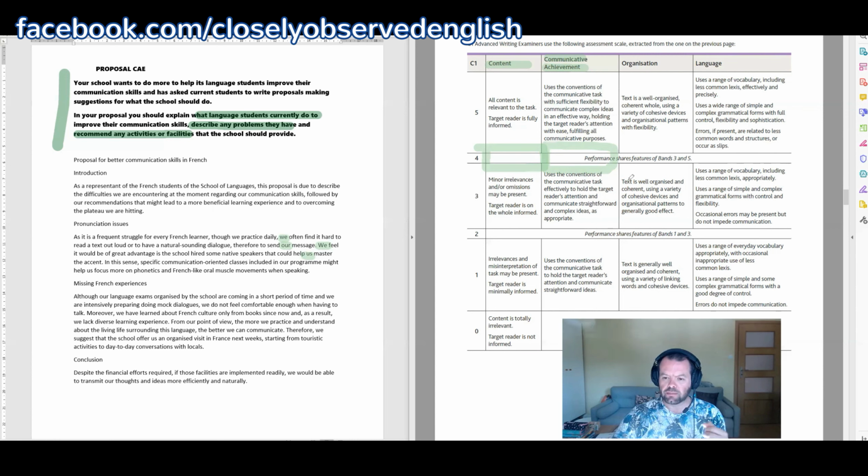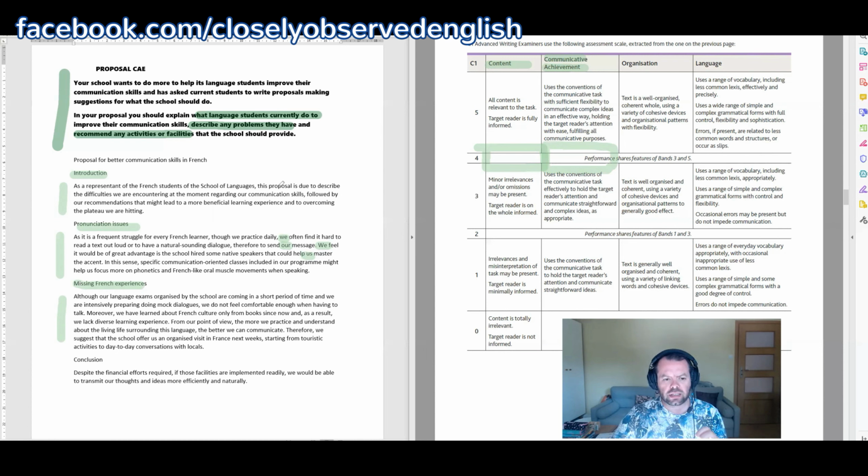Organization. For a 3, the text is well organized and coherent, using a variety of cohesive devices and organizational patterns to generate good effect. Well, it's organized nicely through the use of the headings. I forgot to mention the good use of headings here. That's more of a communicative achievement thing. But there is an aspect of organization here because each idea is represented by its own paragraph, and the paragraphs are built well. They introduce the situation, build the problem, and suggest a solution. Very nice organization. What about the language itself?